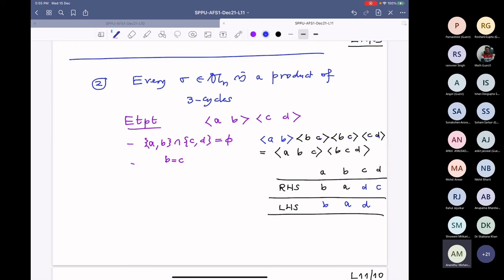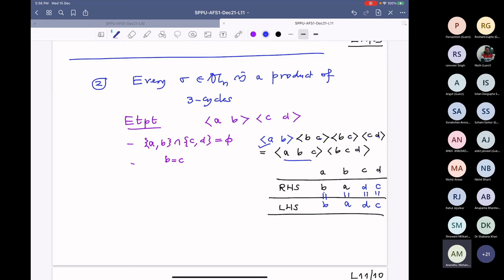So RHS, and this is correct. Let us do it again from RHS first. C goes to D, D is fixed, that we have checked. Where does D go? D goes to B and B goes to C. So this goes to C, and here B goes to C, C goes to B, B goes to C, so it goes to C. So all are correct. This equality we have checked.